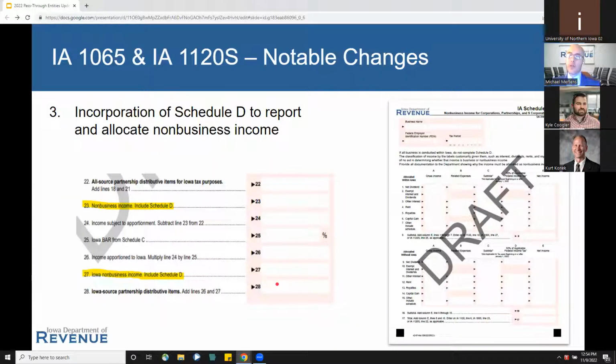Starting in 2022, the partnership and S Corp returns will incorporate the Schedule D that probably many of you are familiar with using if you file 1120 returns. So the new returns will incorporate this Schedule D to report and allocate non-business income that the pass-through entity might have.